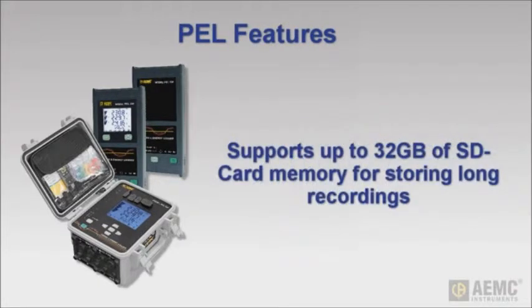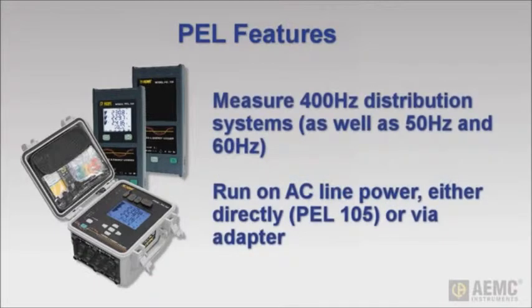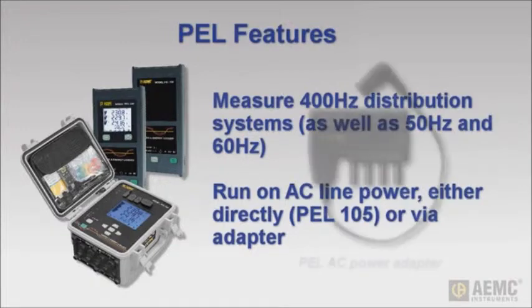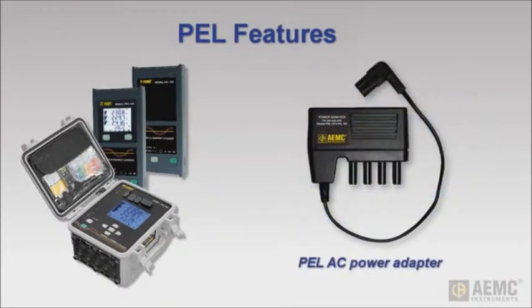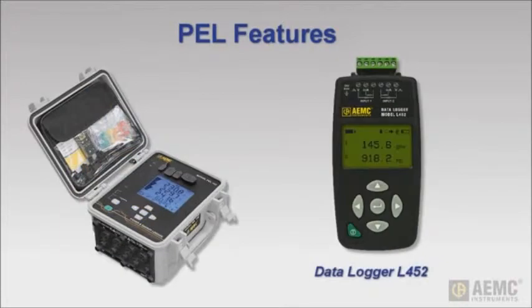Each instrument can store up to 32 gigabytes of trend data for storing recording sessions that can run for many months or even years, depending on configuration. In addition to 50 and 60 Hz, PEL instruments work with 400 Hz distribution networks and can operate on incoming line power, either directly or through an add-on accessory depending on model. And the PEL 105 can connect to the data logger model L452, recording measurements provided by multiple instruments.